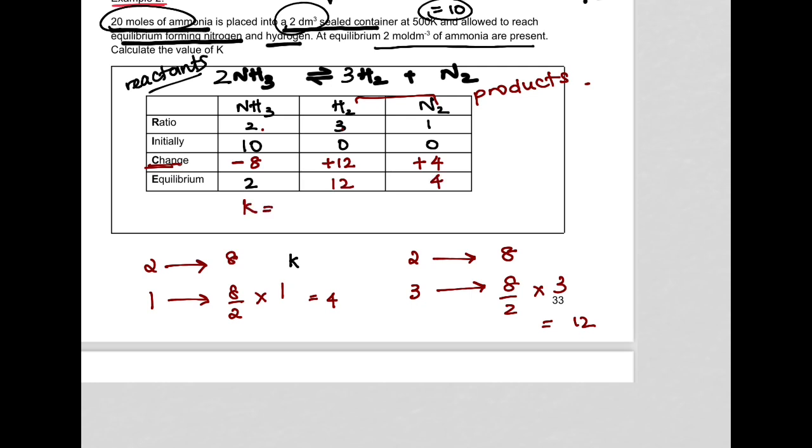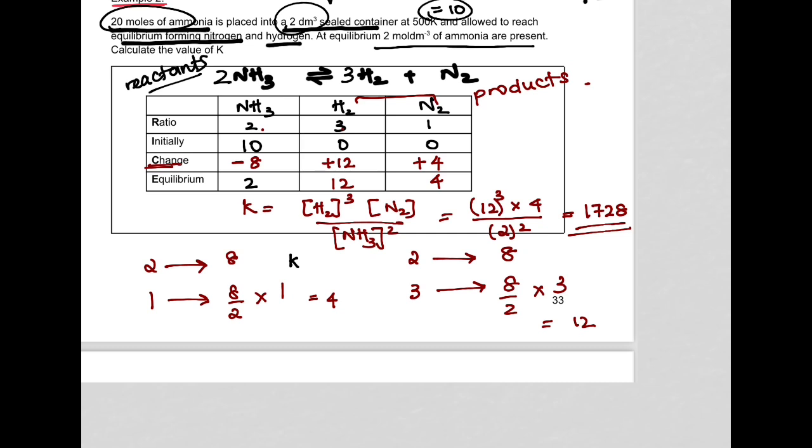So K is the concentration of hydrogen cubed times the concentration of nitrogen divided by the concentration of ammonia squared. Plug in the values. So this is the answer.